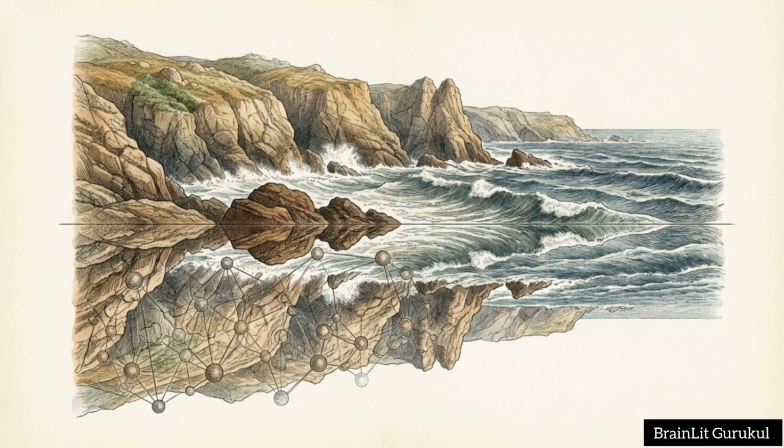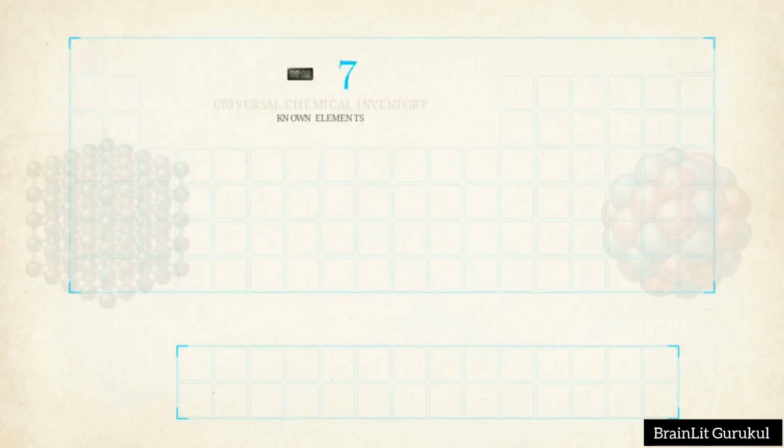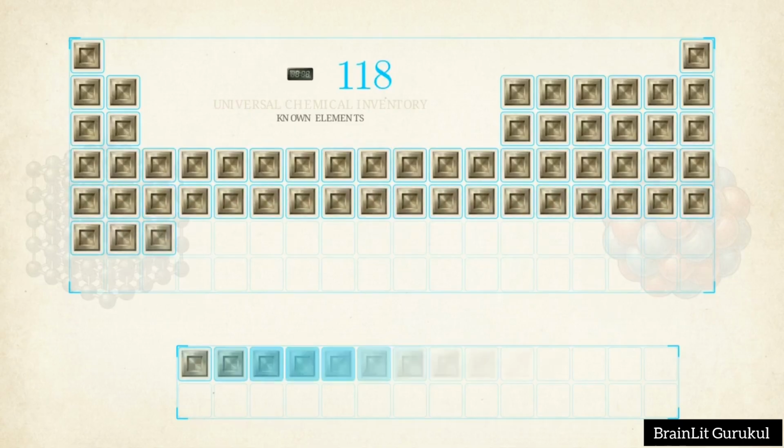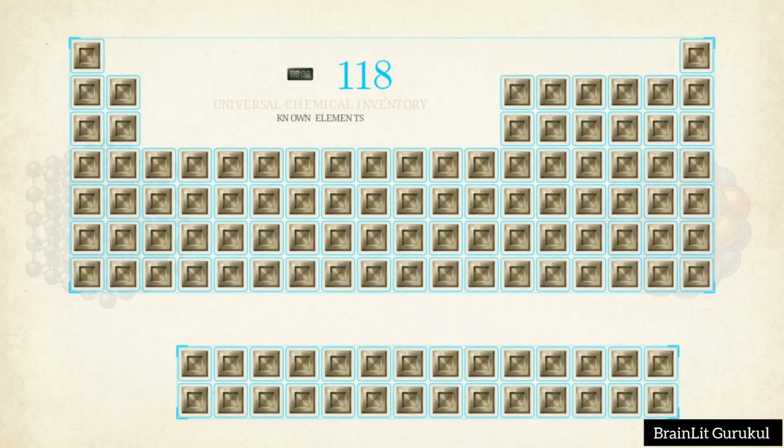We experience these physical states on a human scale every day, but their behaviors are entirely governed by microscopic elemental rules. If we catalog the entire chemical inventory of the universe, scientists have identified exactly 118 individual elements.